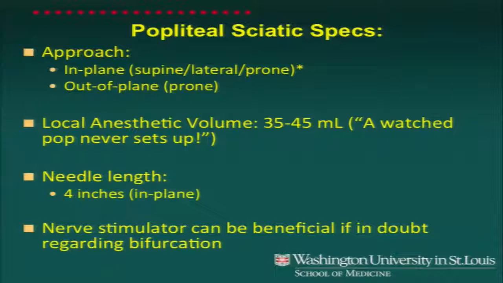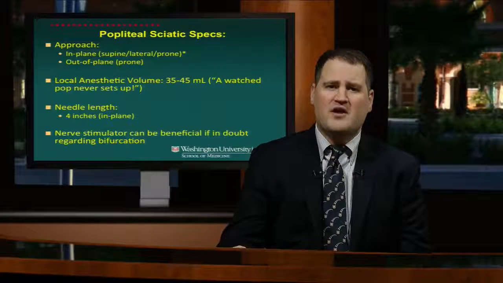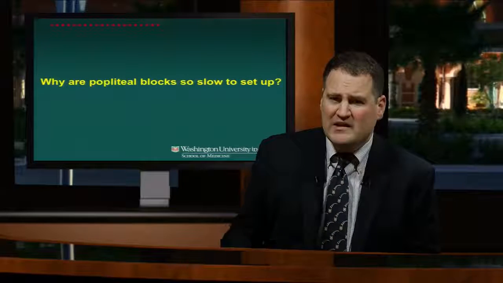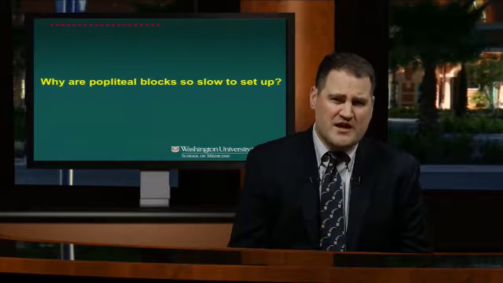The needle length is usually 4 inches in plane. You can use a nerve stimulator if you're in doubt regarding that bifurcation, where the tibial and peroneal are separating from each other. There's been a lot of literature out there as far as why popliteal sciatic nerve blocks are so slow to set up.